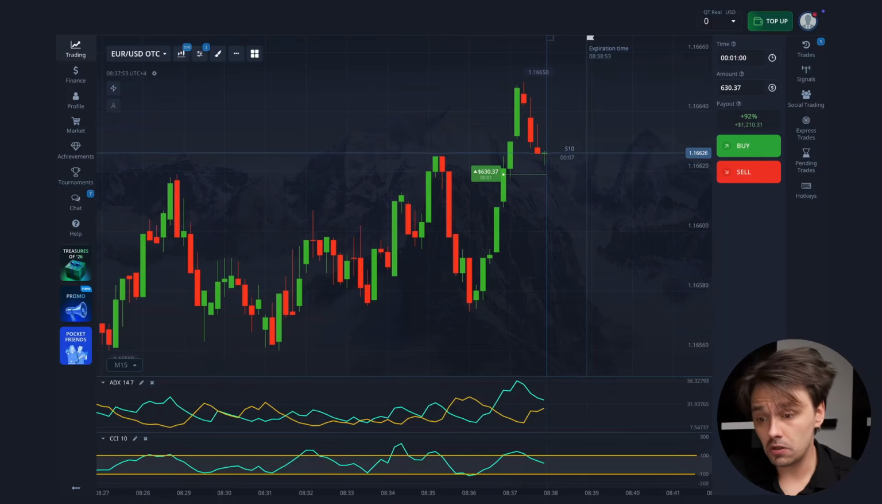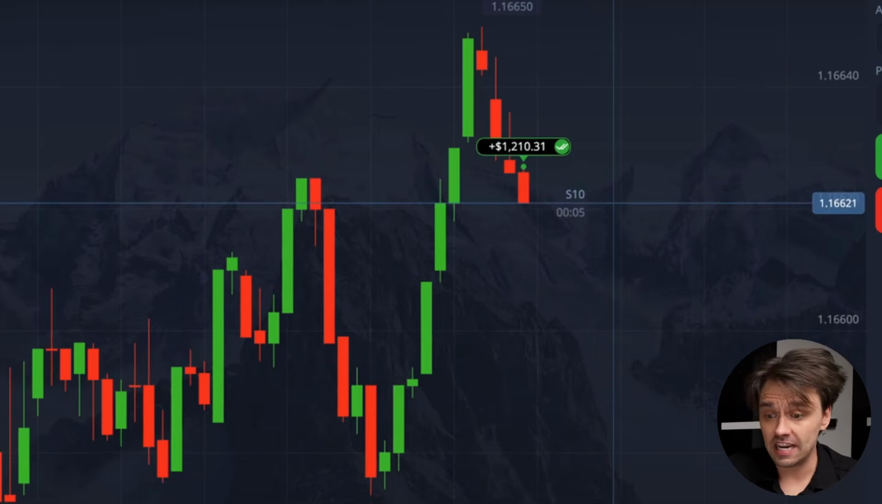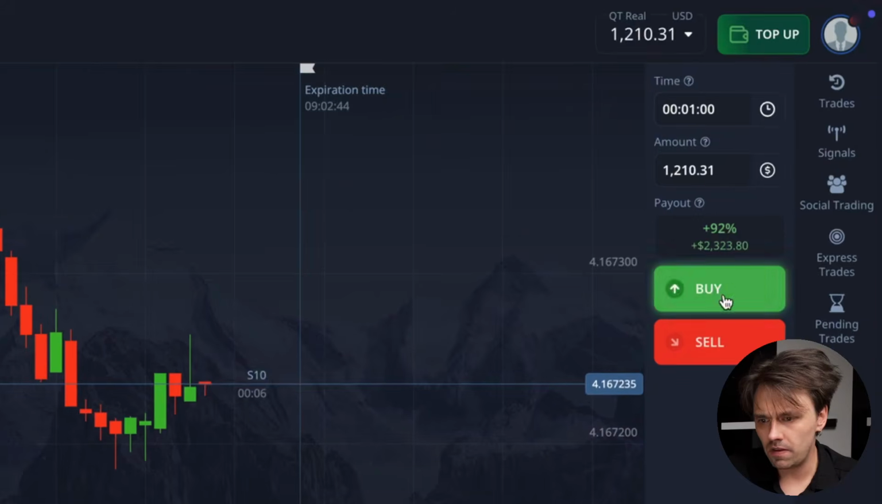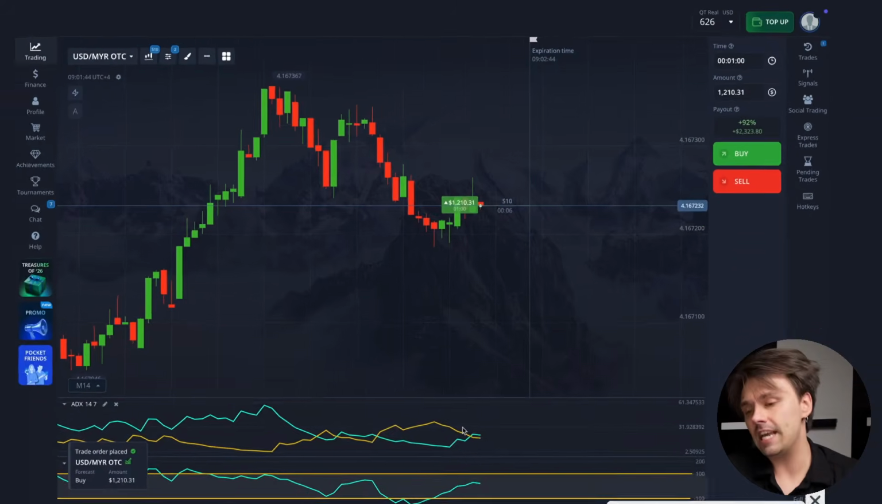So we're waiting for the trade to close, and yes, I was right, and I got $1,210 to my balance, which is quite excellent. I'm entering the next trade. It will also be the upside for $1,210.